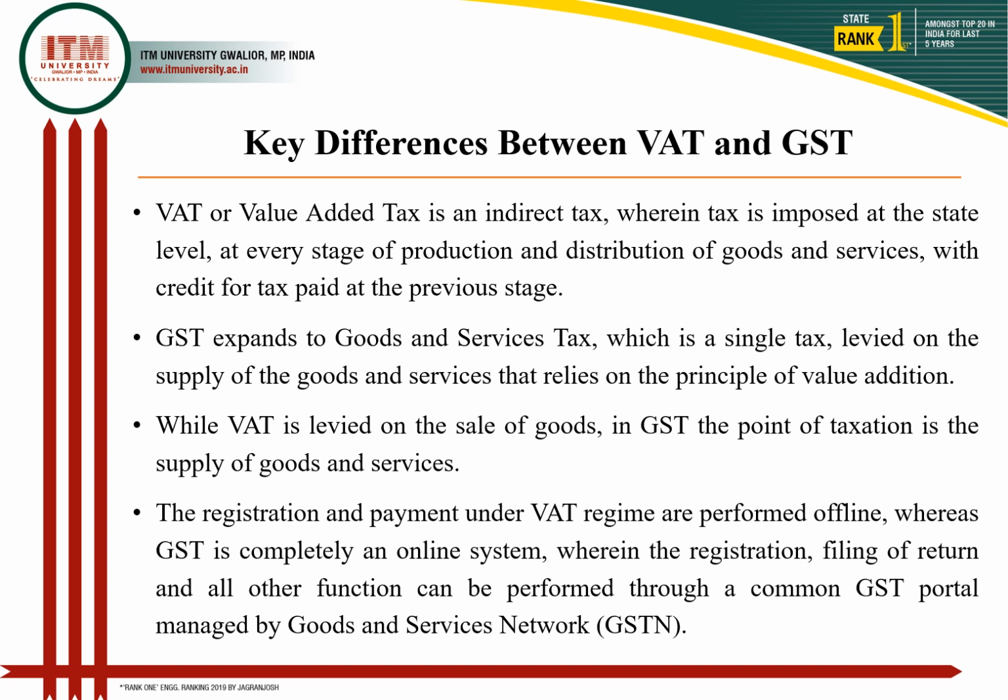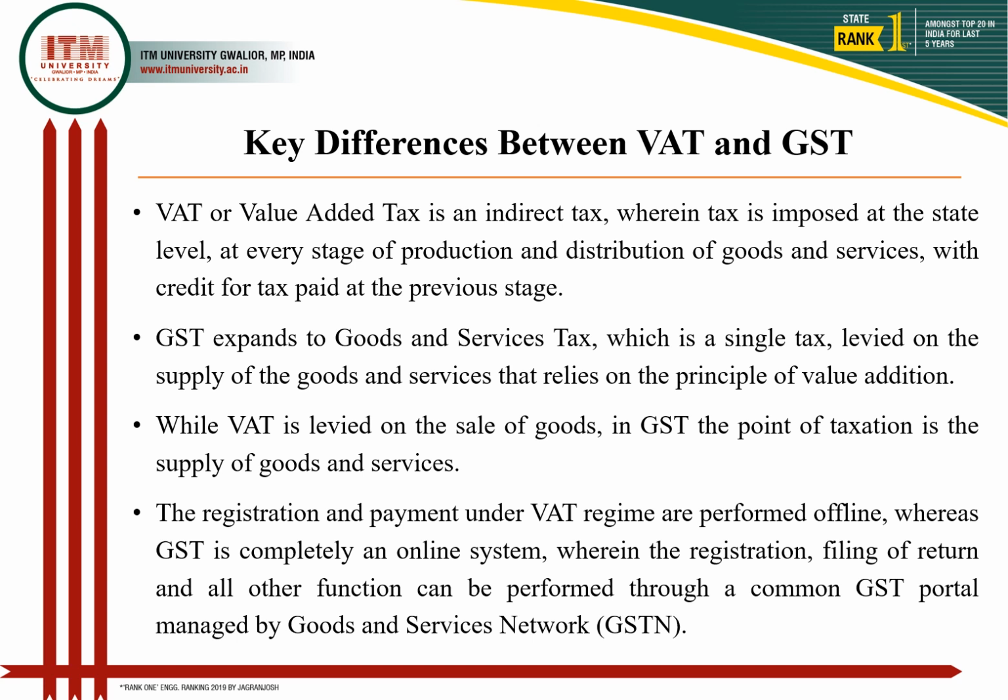The major differences that we can discuss here is that VAT is an indirect tax, wherein tax is imposed at the state level at every stage of production or distribution of goods and services, with credit for tax paid at the previous stage. Means whatever tax has been paid at the previous stage has been credited already, and this credit is the benefit for the processor or for the individual or organization which has done this value addition, right? And so the tax is only levied over the value addition.